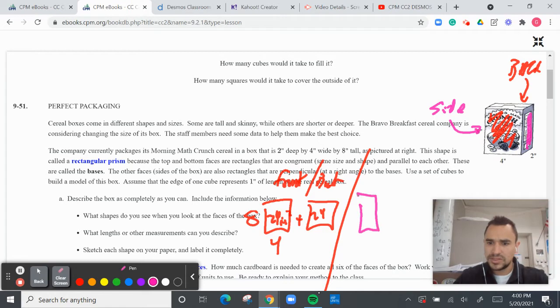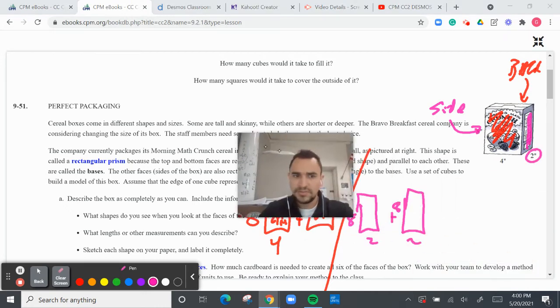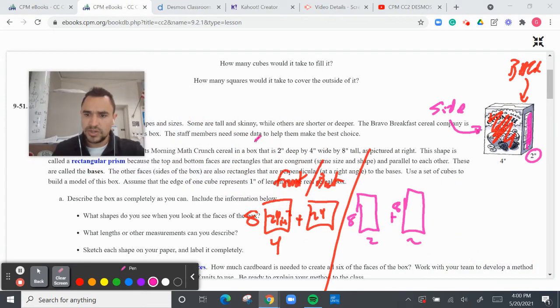So we're going to do the skinny one and another skinny one. So that's 8 and 2, 8 and 2, because it's 2 inches there. And so that's what we're going to be doing, 8 and 2. So that's going to be 16 and 16. So that's going to be it. So that is the side and side.